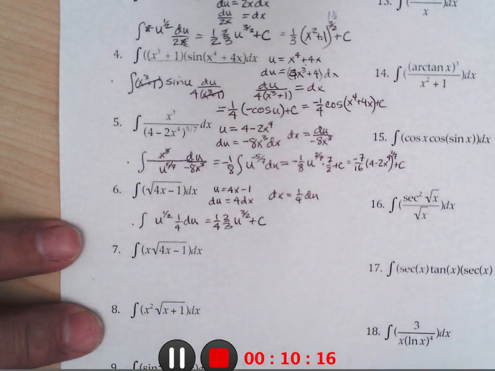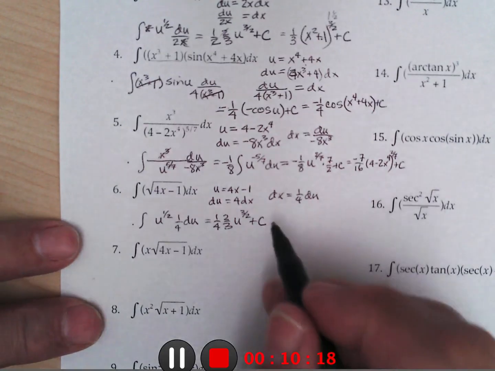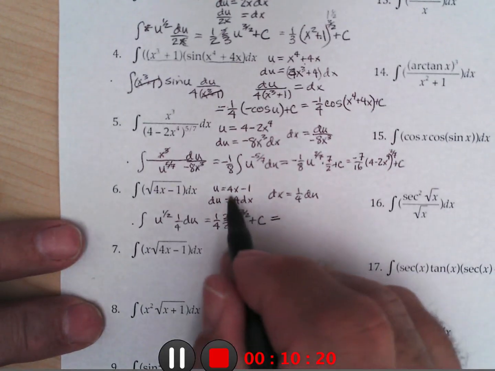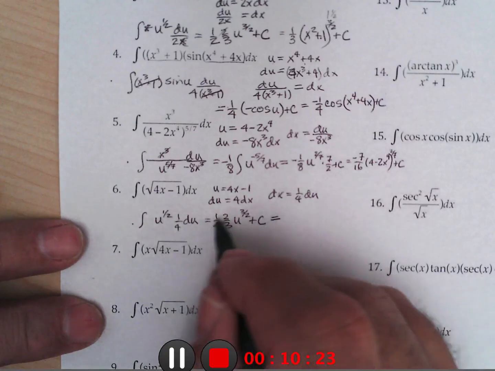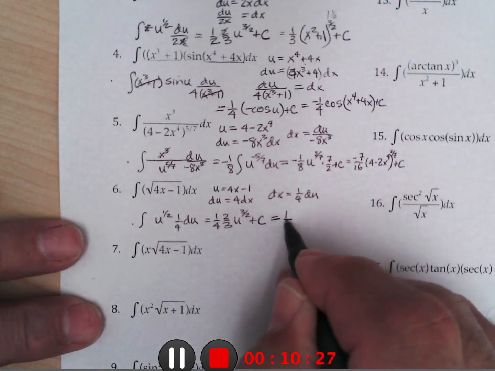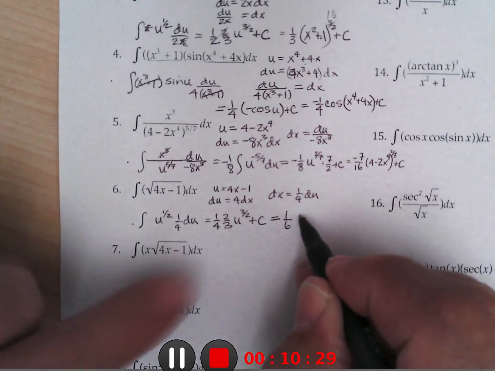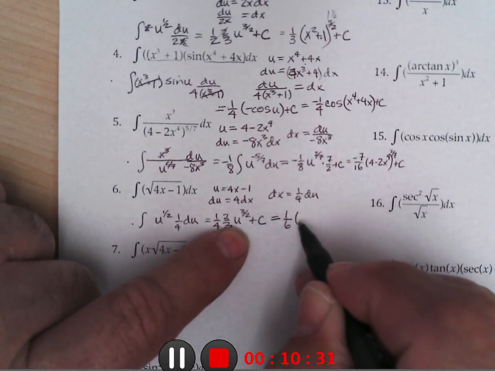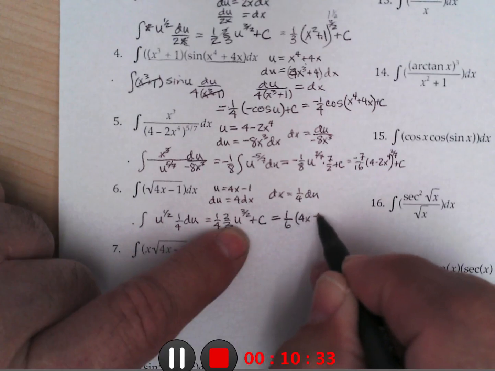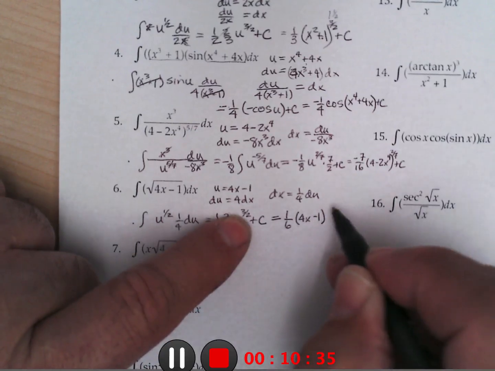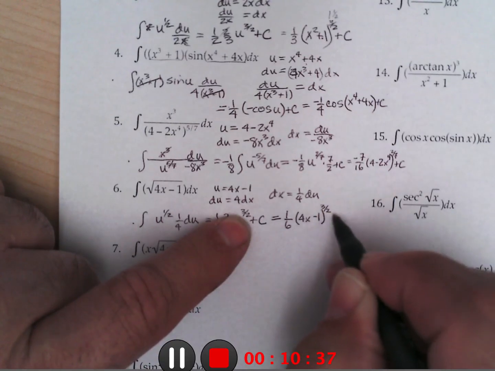So then I get, replacing the u again with the 4x minus 1, and I get, let's see, 2 goes in there, so I get 1/6 u, which is 4x minus 1 to the 3/2 plus c.